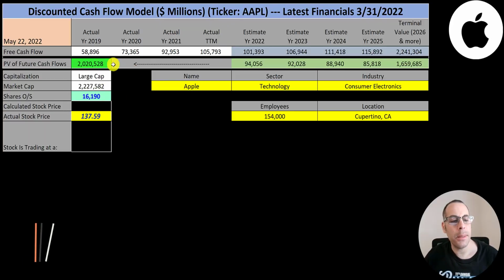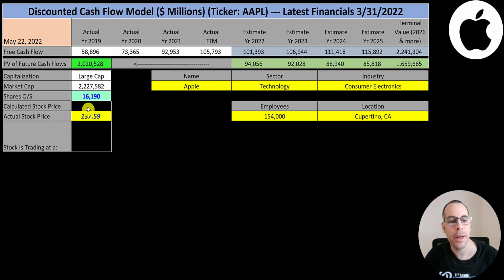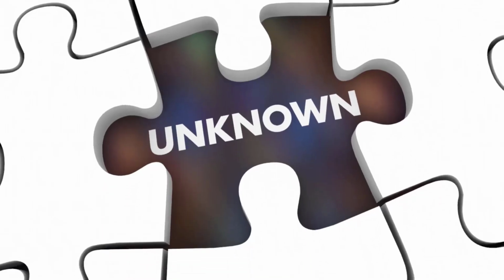Let's get started with the model. This is a large cap company, 2.2 trillion market cap. They're trading at $138 a share, and they have 16.2 billion shares outstanding. Let's look at their financials.